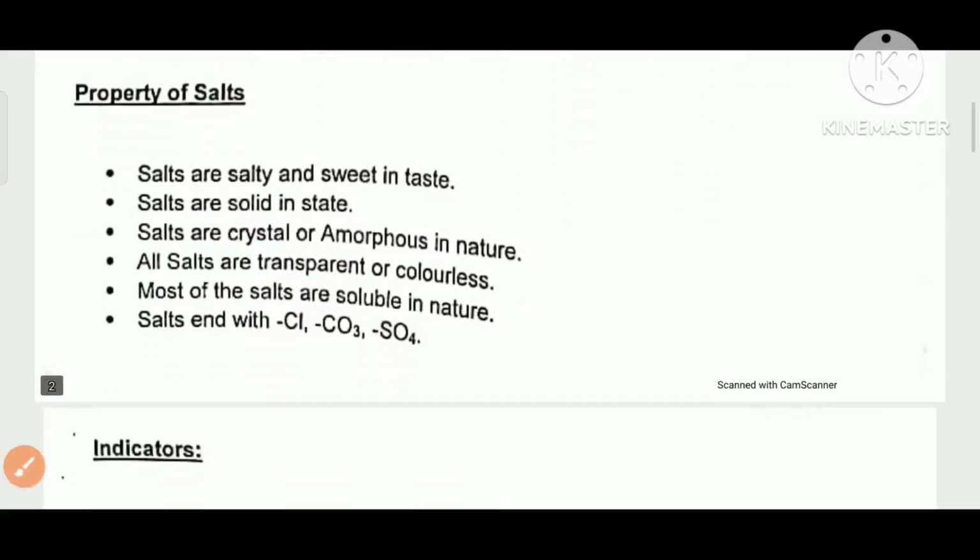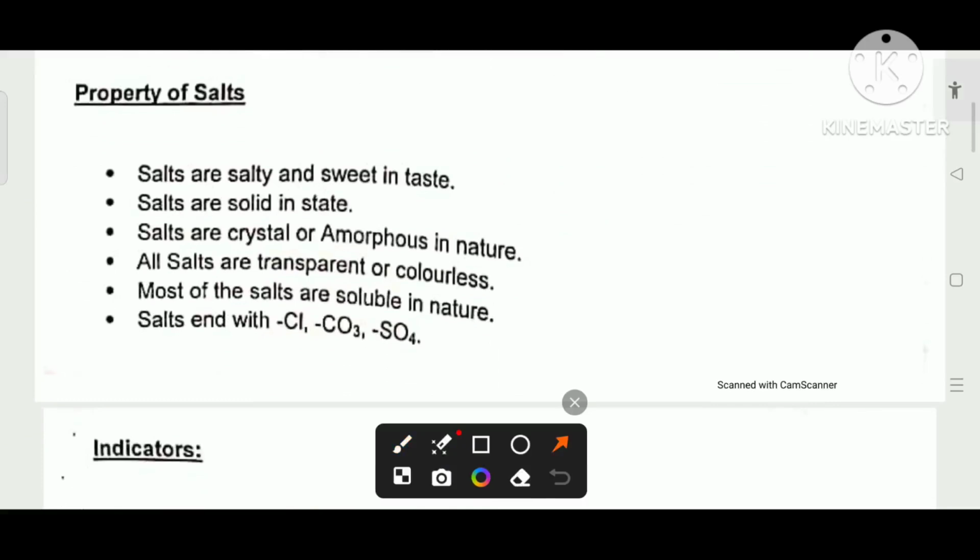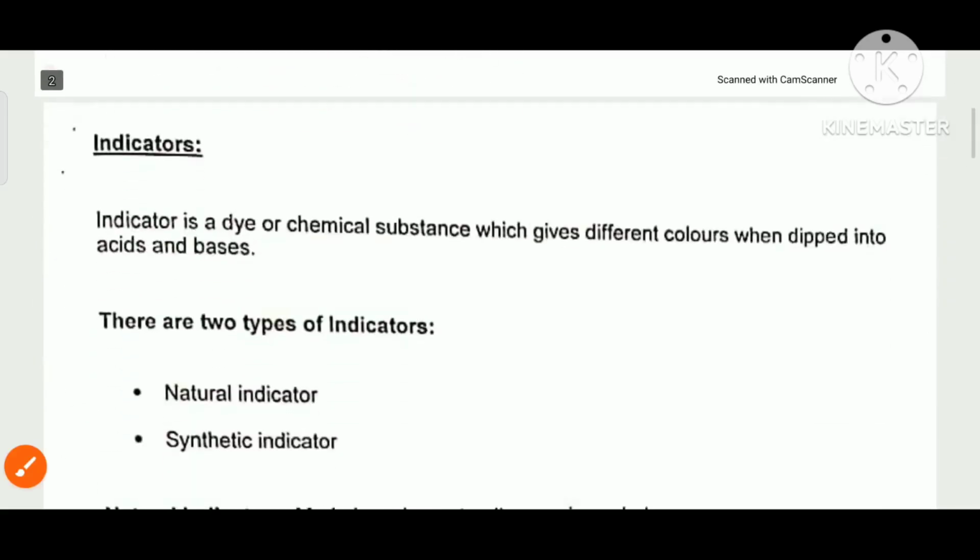Next, properties of salts. Salts are salty and sweet in taste. Salts are solid. Salts are crystals or amorphous in nature. All salts are transparent or colorless. Most of the salts are soluble in water. Salts basically end with chloride, carbonate, sulfate, or bicarbonate. These are the properties. Now let's move on to indicators.